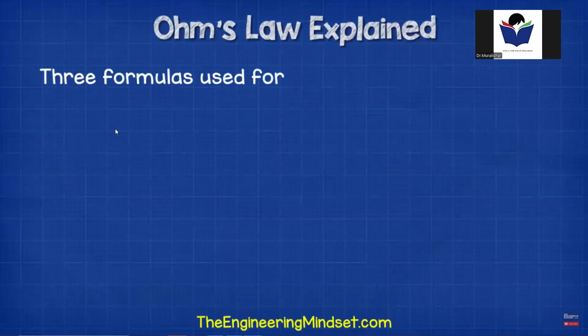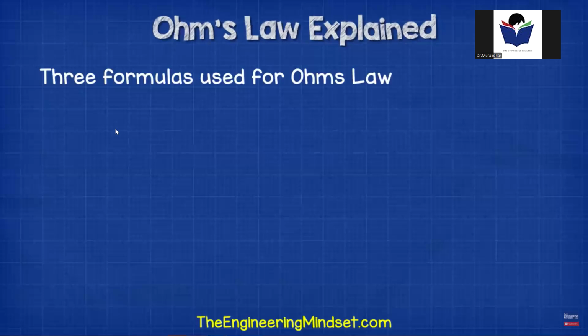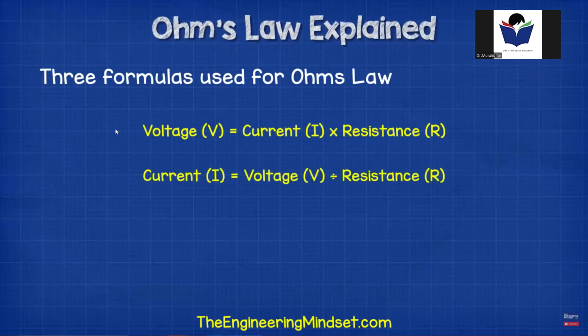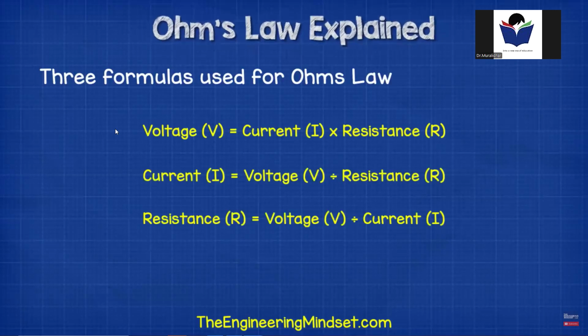Now there are three formulas we need to use for Ohm's law, but we don't actually need to remember these, and I'll show you a super easy tip in just a moment. So the three formulas we use for Ohm's law are voltage equals current multiplied by resistance, current equals voltage divided by resistance, and resistance equals voltage divided by current.